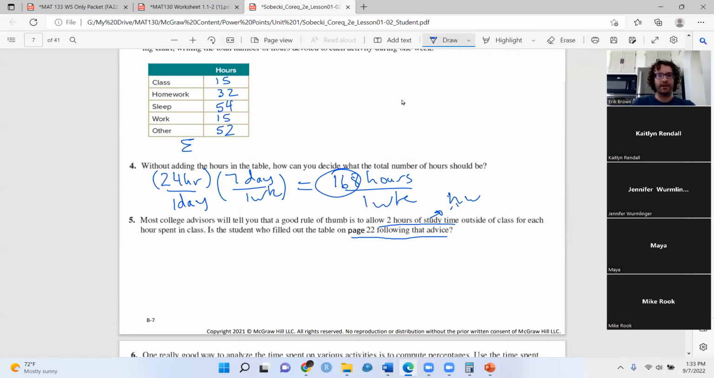Let me make sure I put it in the chat. Oh, okay. Jennifer says 15 times 2. All right, so they're in class for 15 hours a week. Our person says that they need to do 2 hours per week outside of class to get a good grade or pass or whatever the criteria is. So they should be spending 30 hours per week. Does that actually answer the question?